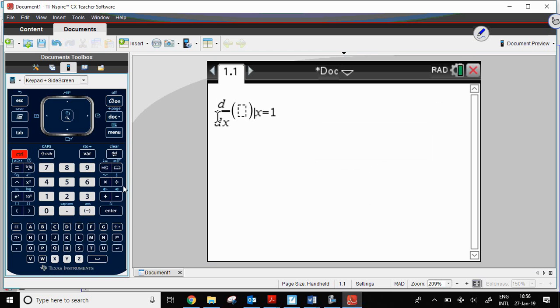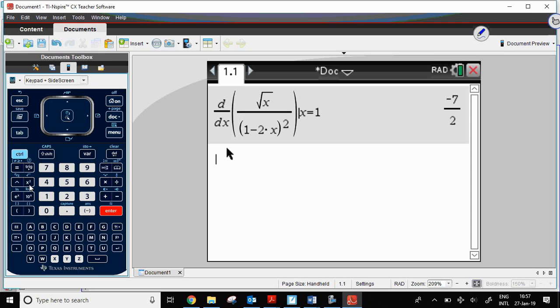I want it to be a fraction, so I'm going to press Control Divide to get a fraction in here. And then it was the square root of x over 1 minus 2x squared, negative 7 over 2. It's pretty amazing, right? That is 100% what you should be doing on paper 2 if you're asked to calculate a derivative at a point. Do not waste time on paper. Do not make mistakes on the paper.